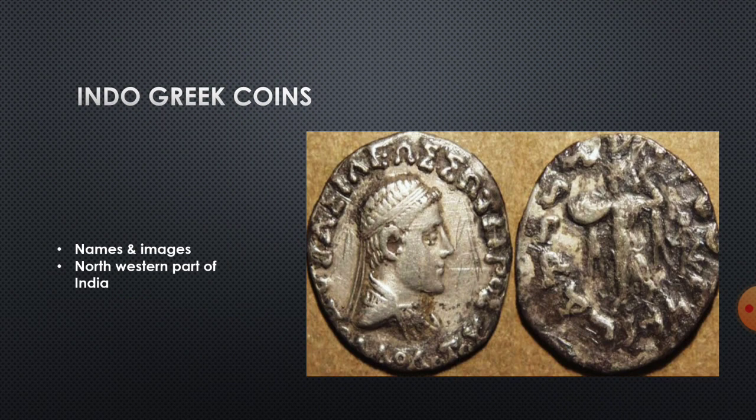The coins underwent a change, with the names and the images of the rulers, from the 2nd century BCE. They were issued by Indo-Greek rulers who began to come and settle in the northwestern part of the country. And these are the coins of the Indo-Greeks that you see on your screen.